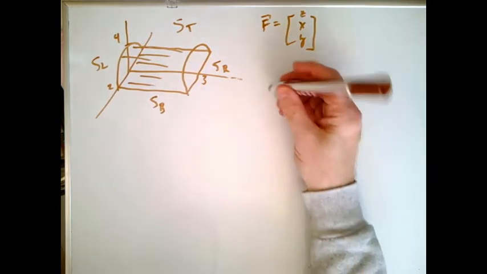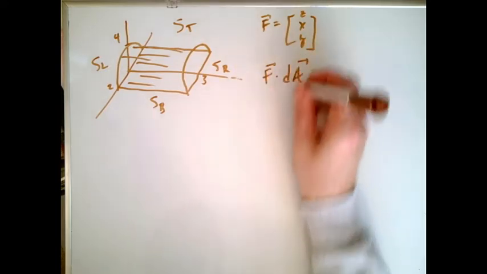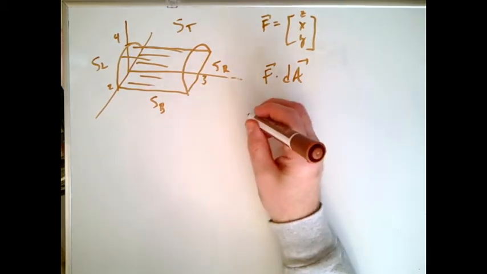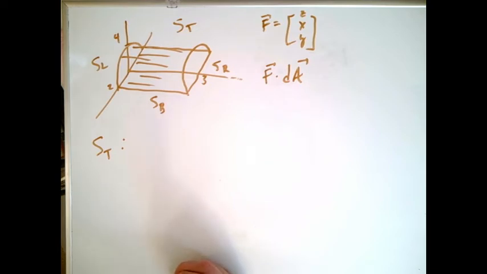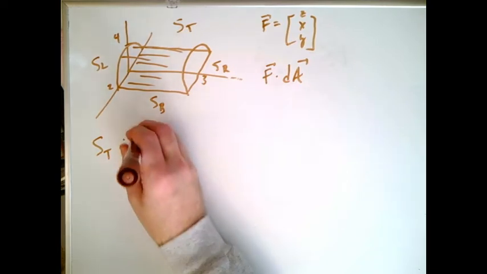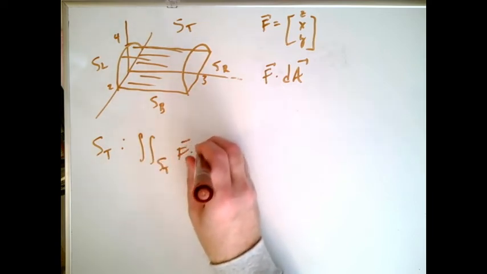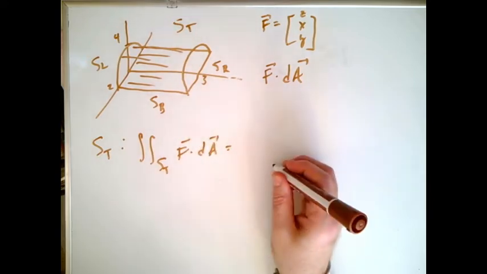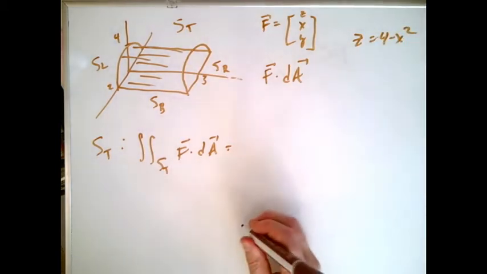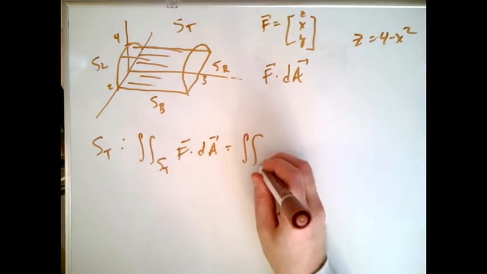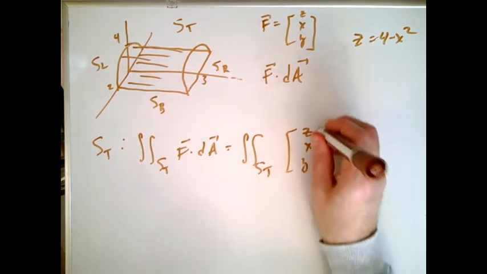And remember, what we're having to do is calculate f dot dA and then set up the integral. Well, remember the equation here, so we're doing the surface top. We're going to have to do these one at a time and then erase, but here we go. So the surface top, it's going to be a double integral, surface top, f dot dA, and we'll just start writing stuff in. Let's see here, I know that z equals 4 minus x squared, like that. All right, so here we go. They told us what f was. That's just z, x, y.